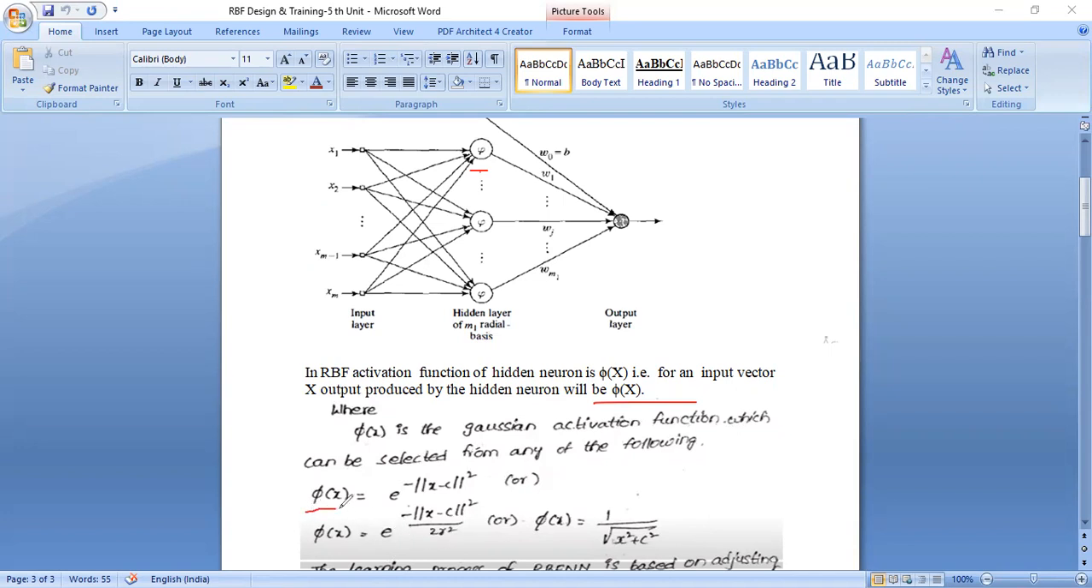This phi of x is a Gaussian activation function which can be selected from any of the formulas. One is phi of x equal to e to the power of minus norm of x minus c whole squared, or phi of x equal to e to the power of minus norm of x minus c whole squared by 2r squared, or phi of x equal to 1 by root of r squared plus x squared plus c squared. These are the three formulas which can be substituted in place of the Gaussian function. Any one of these can be used.